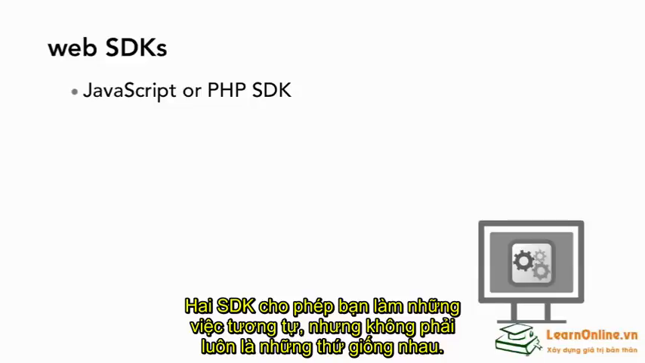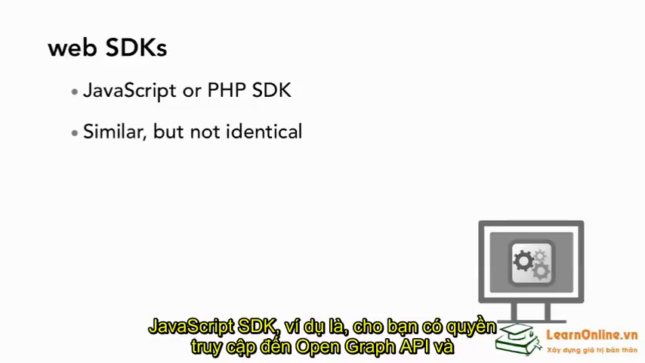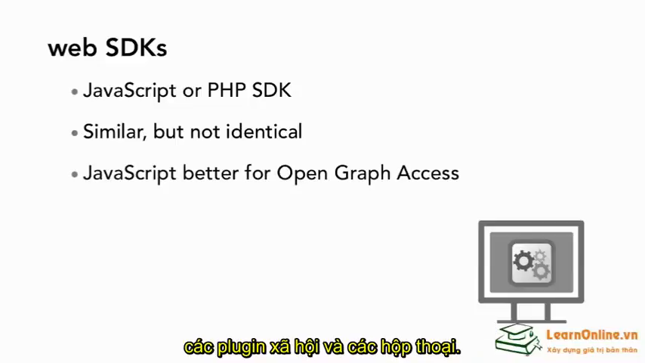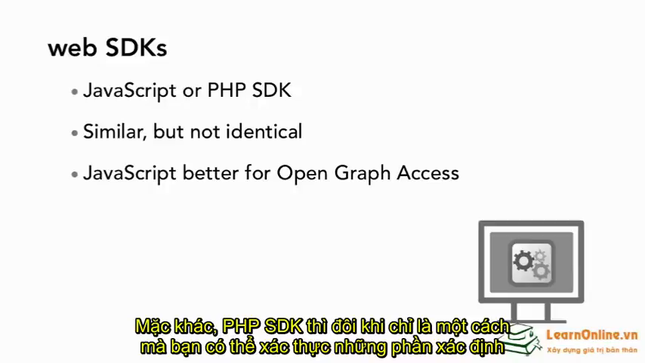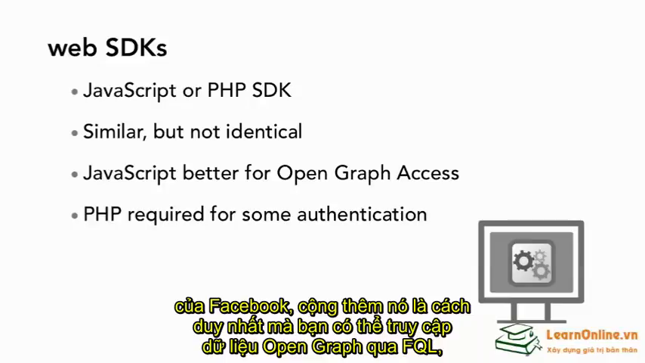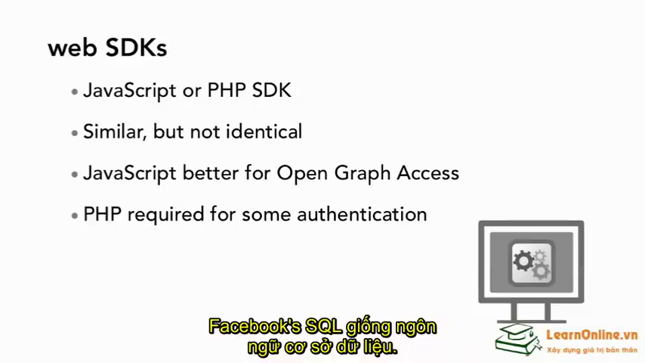The two SDKs allow you to do similar but not always identical things. The JavaScript SDK, for example, lets you have better access to the Open Graph API and social plugins and dialogues. On the other hand, the PHP SDK is sometimes the only way you can authenticate certain parts of Facebook. Plus, it's the only way you can access Open Graph data through SQL, Facebook's SQL-like database language.